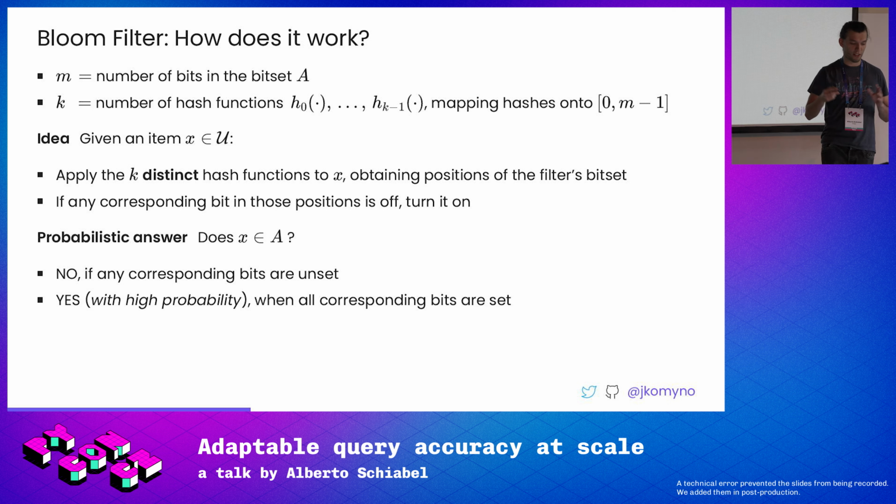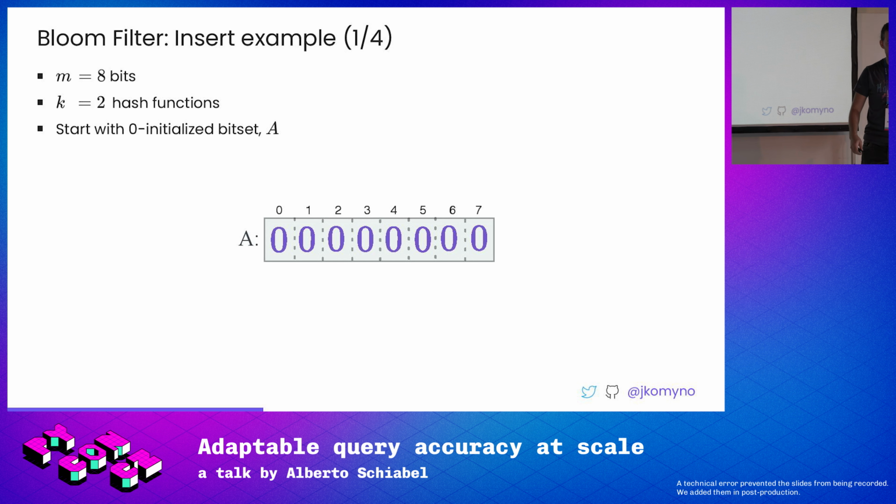Chances are it's going to be the correct answer, but in a small percentage of cases, it's going to be the wrong answer. And it's probably much easier to see an example. So here we have 8 bits. So we're basically spending 1 byte per each element we want to keep track of. 2 different hash functions with k equals 2, and we have this very nice bit set initialized to 0.